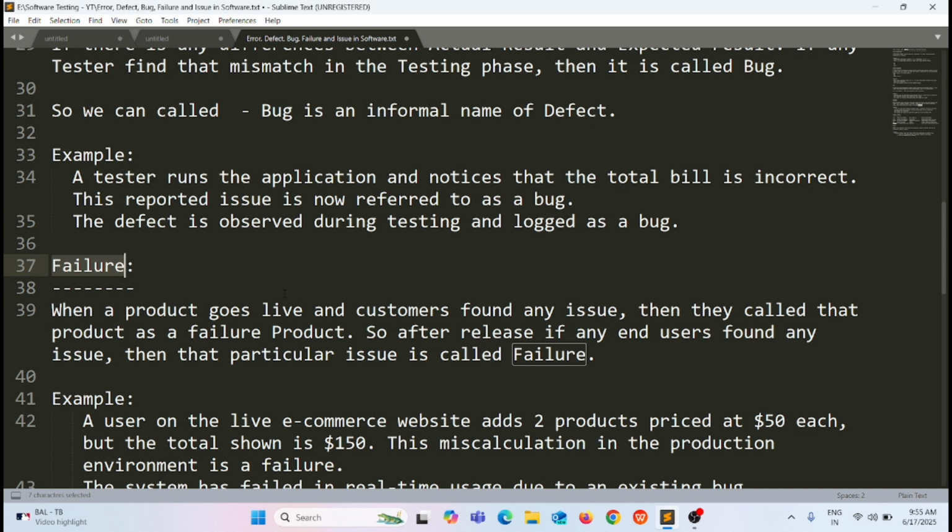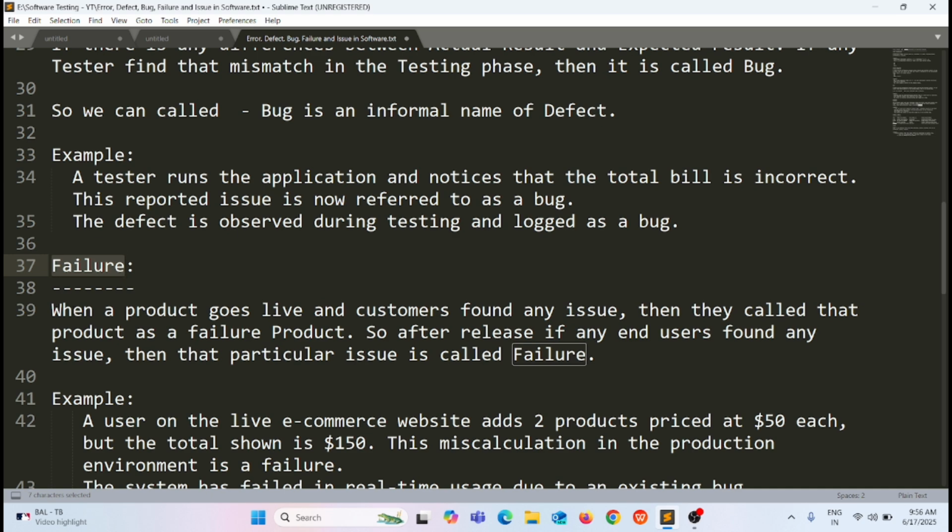Now coming to the next one, failure. What do you mean by failure? Failure means, let's say our development team developed a software, and as a tester we have tested the software. After the QA sign-off, we have given the green signal, like yes, you can upload that software to production. So we have already told our team or our manager that we have checked and there is no issue, you can deploy that software to production.